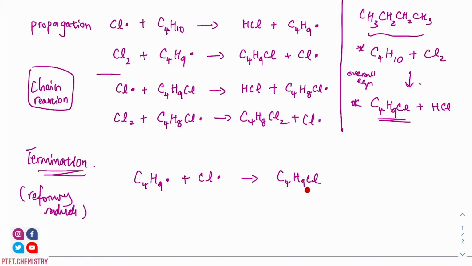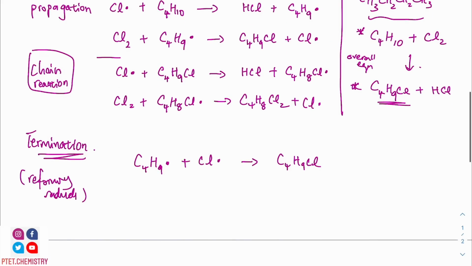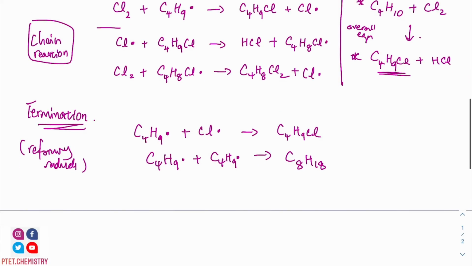If you want to form this product in a propagation, propagation means something with a radical on the reactant side forming another radical. Okay, so it's still going on. What else can form in termination? Well, can I control what I want? Not really, okay? This can happen as well. I mean, you could get C8H18 as a result of recombining these two together. It's just a possibility, yeah, okay?